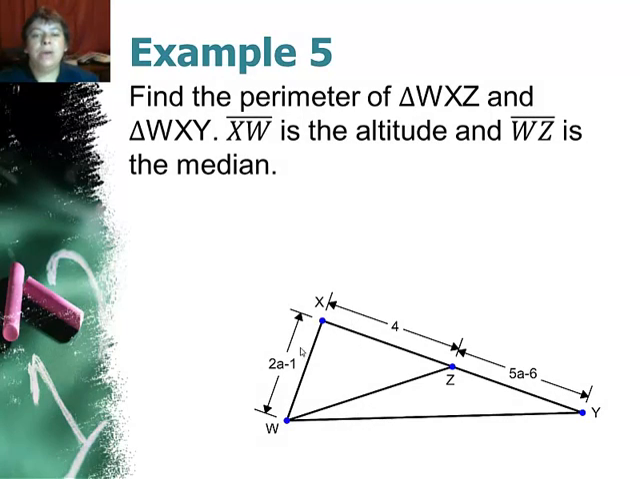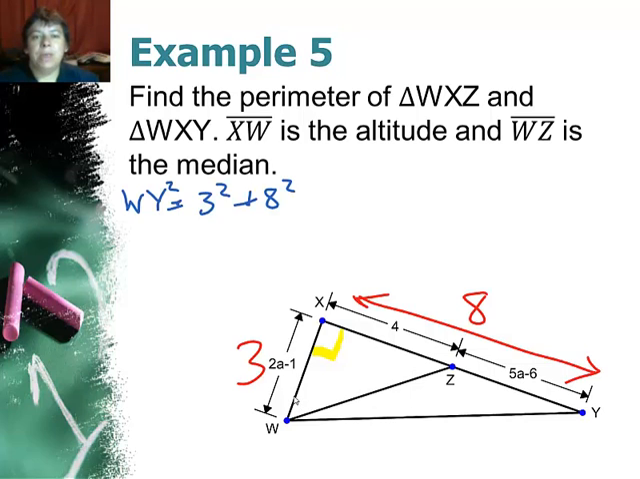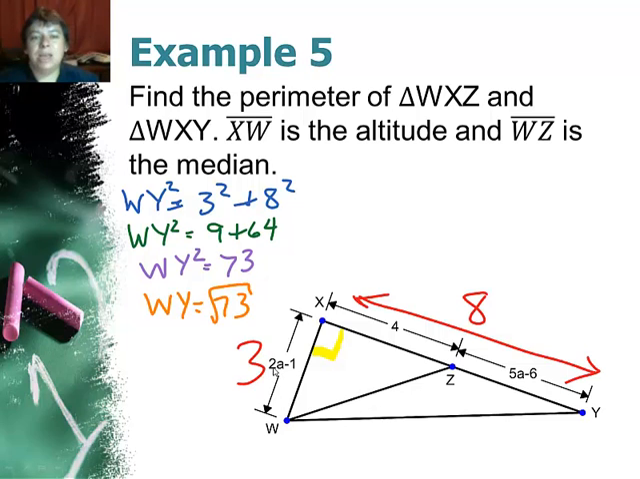Now we're going to go ahead and find the perimeter of the larger triangle. Well, now I know that this is 3 and this whole length is 8. This is still a right triangle here. So I'm going to use the Pythagorean theorem. 3 squared plus 8 squared is this squared. So I have 9 plus 64, 73. Take the square root of both sides, and this length right here is the square root of 73.